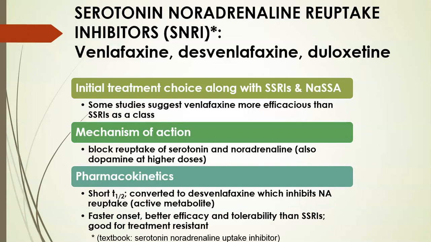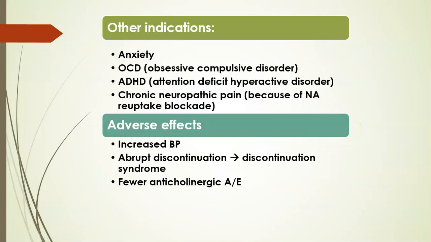They're converted to desvenlafaxine, which inhibits noradrenaline reuptake. And the drug has faster onset and better efficacy and tolerability than SSRIs. So they're particularly good for patients who are treatment resistant. Other indications are also quite similar to SSRIs, plus it can also be used in chronic neuropathic pain. And this is because of the actions on noradrenaline.